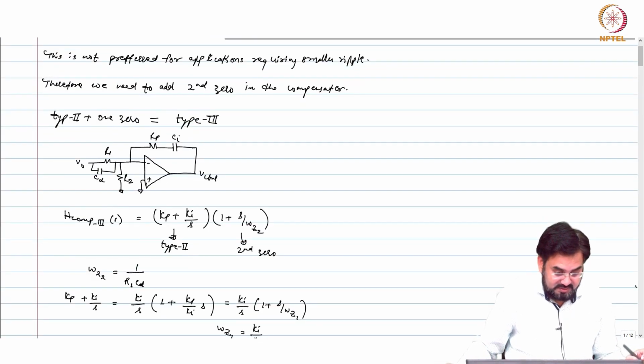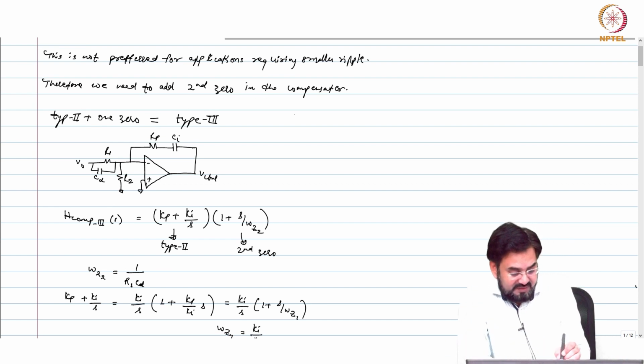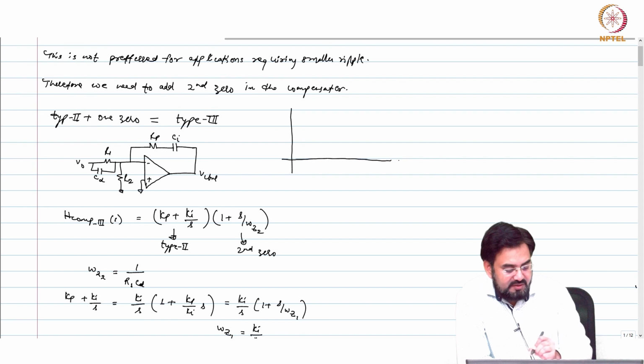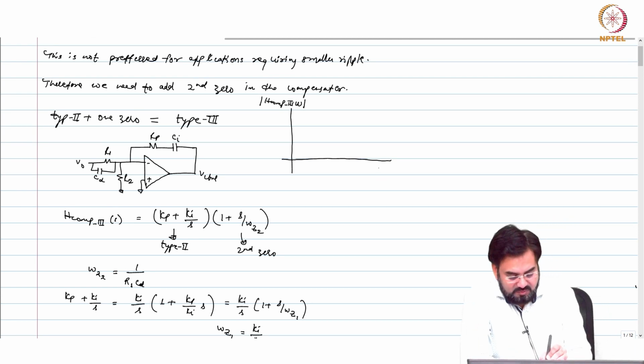So, I will just copy this. If I want to draw the phase and magnitude response of this HCOM 3S, so what will you have? So, this is your omega and this is your dB gain.